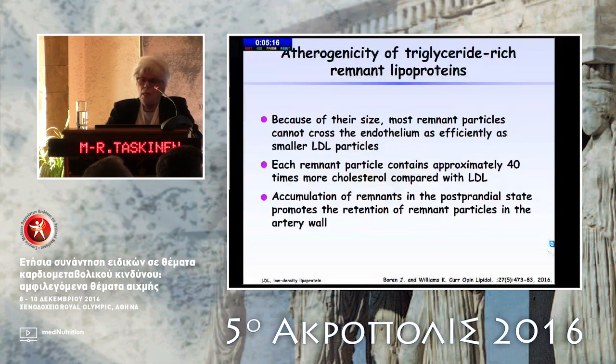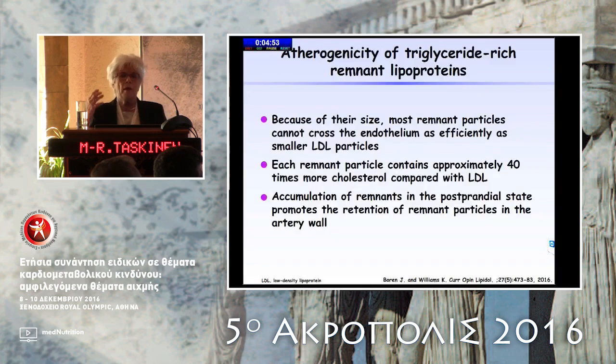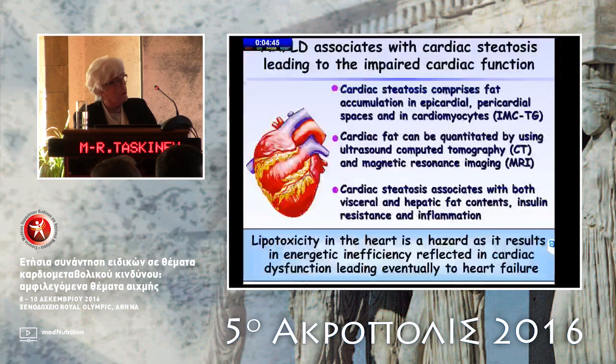So non-alcoholic fatty liver disease associates also with a new concept which is fatty heart, and that means cardiac steatosis, and this leads to impaired cardiac function. And what does cardiac steatosis comprise is fat accumulation in 3 different spaces: epicardial fat, pericardial fat, and then cardiomyocyte fat, and that can be also measured by the spectroscopy.